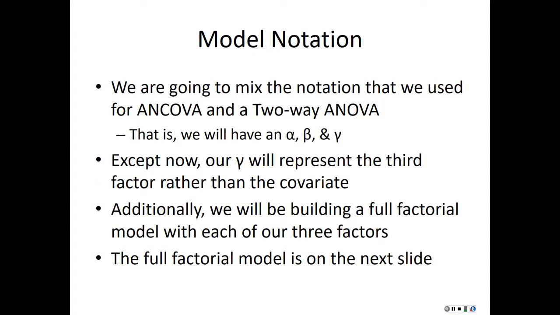So we're kind of going to mix the notation that we use for ANCOVA and two-way ANOVA, because we're going to have a gamma, because that's really like a C. It's like using A, B, and C, so the three factors. Factor A will be alpha, B will be beta, and C will be gamma. So we're going to represent C as a third factor rather than a covariate, so don't get confused there. It's still going to be a categorical factor.